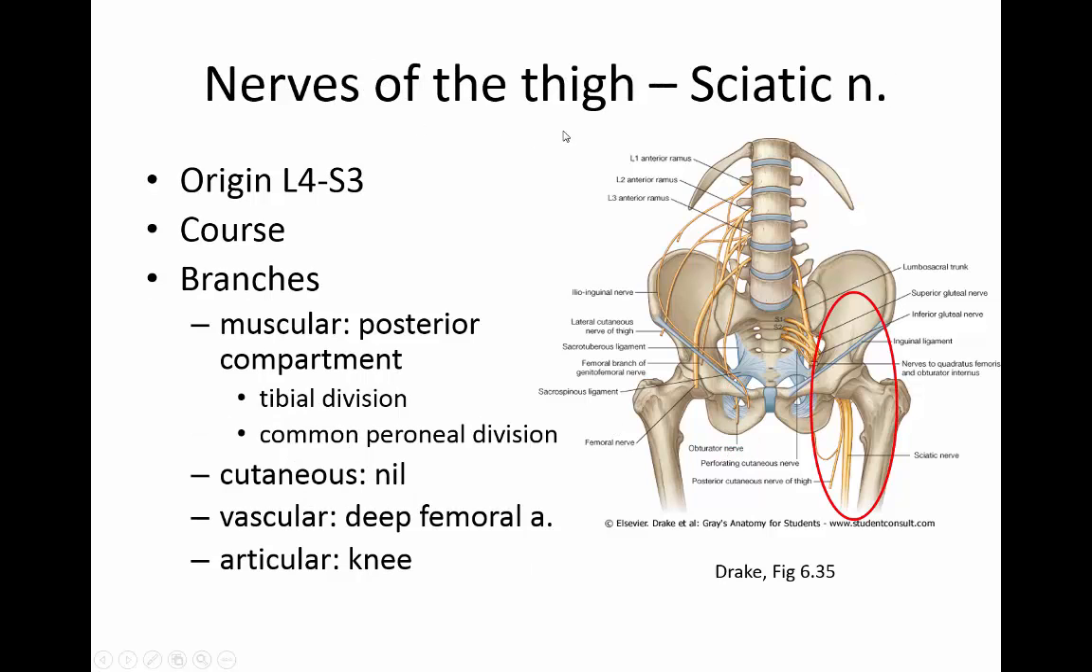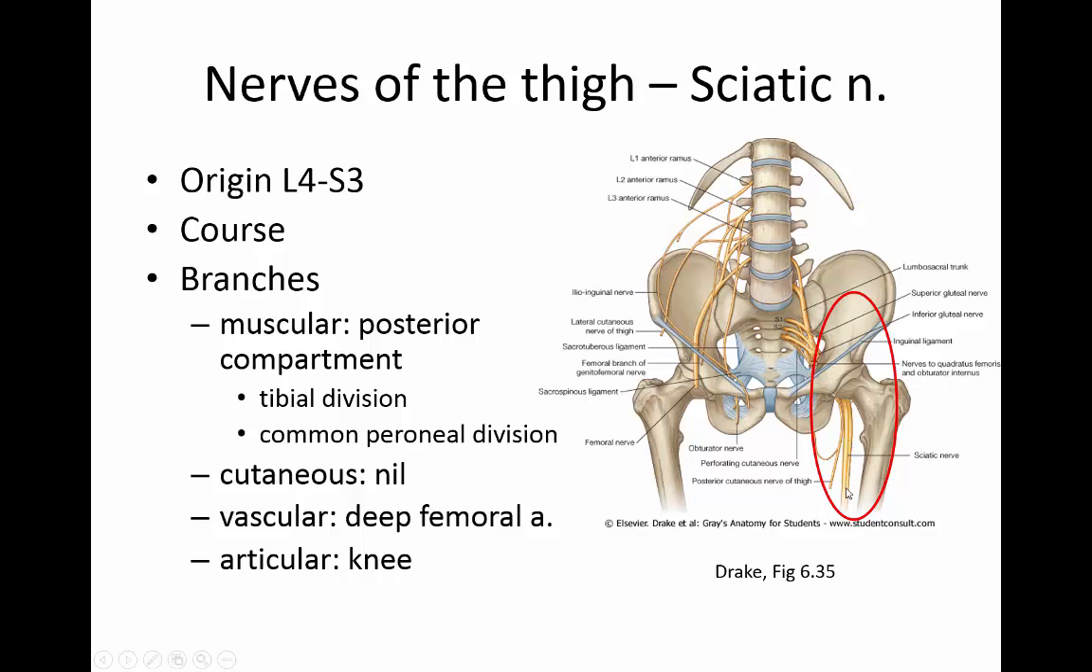The final nerve in the thigh is the sciatic nerve. It is from L4, L5, S1, S2, and S3. This is made up of a tibial and a common peroneal division. So tibial nerve and the common peroneal nerve travel together. So this is made up of anterior divisions of our primary ventral rami, as well as posterior divisions, and they travel together as the sciatic nerve. They travel through the greater sciatic foramen and down the posterior thigh until they reach the popliteal fossa.